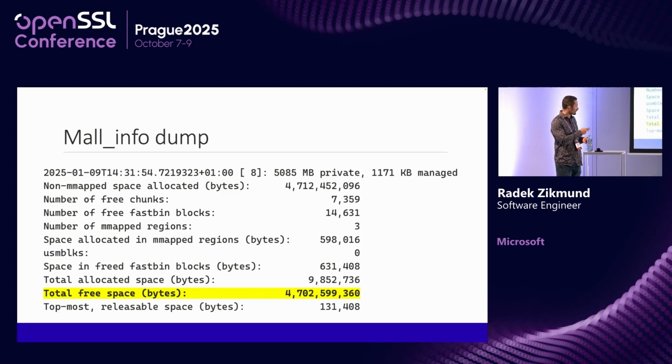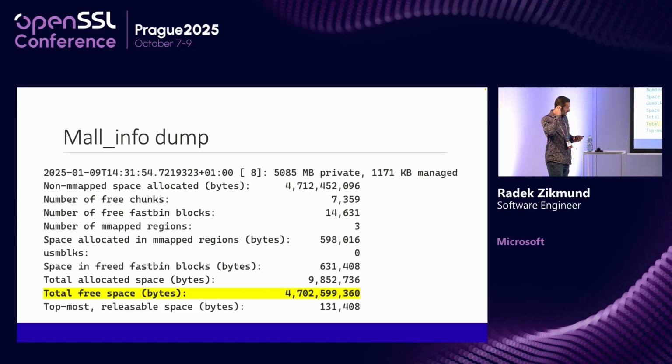The first line is actually from the application's log, which says the application is consuming 5 gigabytes of memory, and only 1 megabyte of that is actually consumed by memory allocated by C# code. So managed is a term for memory allocated by C# itself. So the rest of the memory is being consumed by something else.